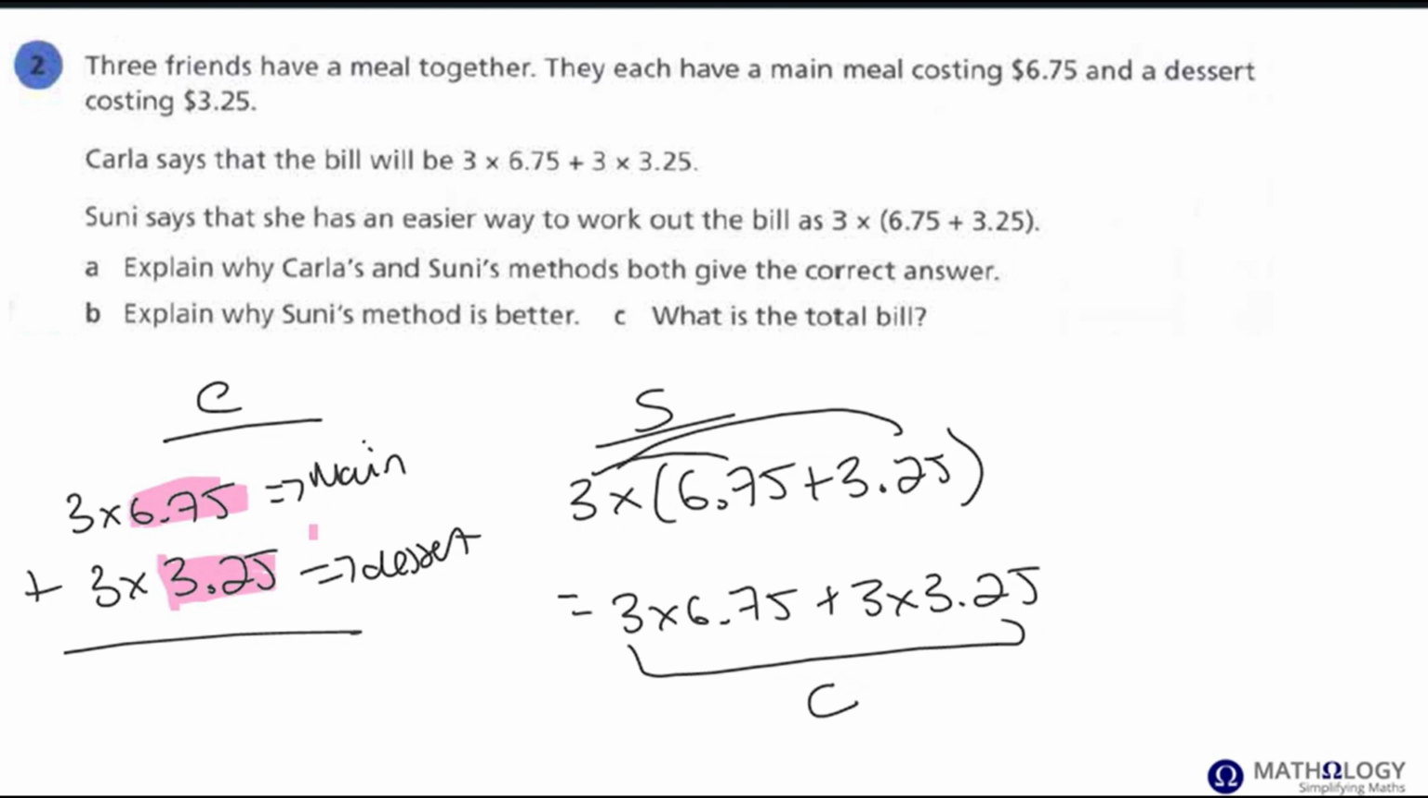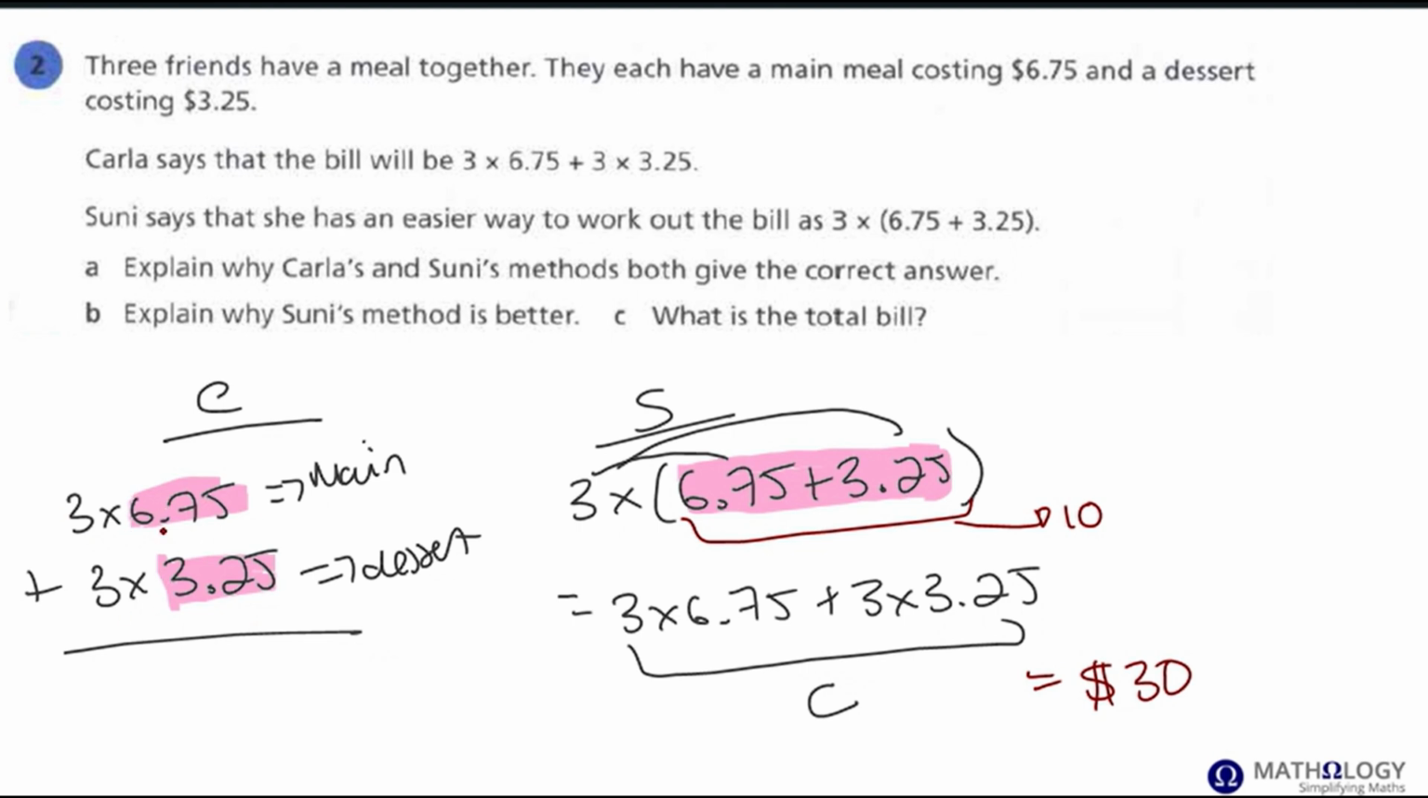So the easiest thing to do would be to take the 6.75, the cost of the meal, add it to the cost of the dessert, 3.25, which gives you 10, and then multiply by 3. So that would give you a total of $30. It is far easier to add the decimals first, get a whole number, then multiply by 3, as opposed to multiplying each decimal by 3 and then adding.